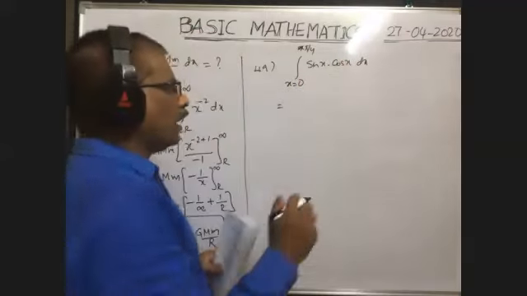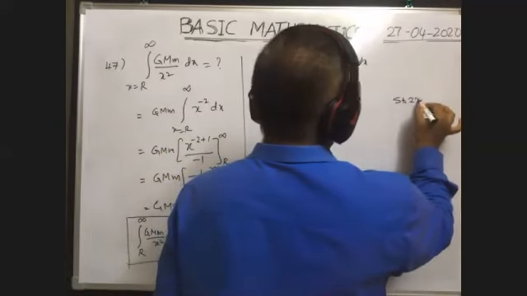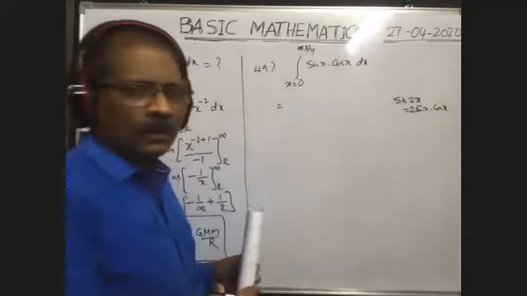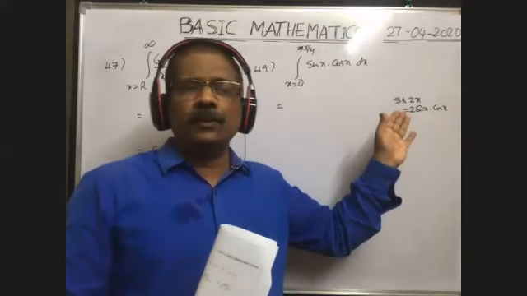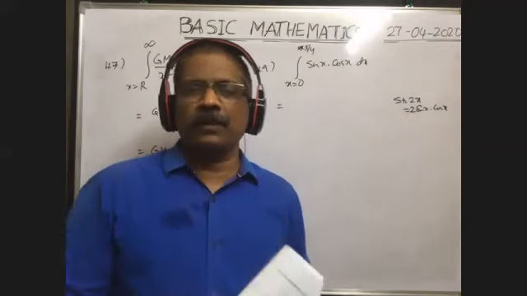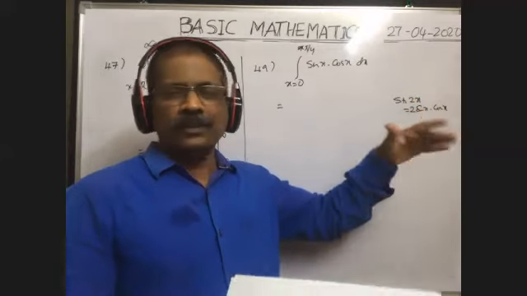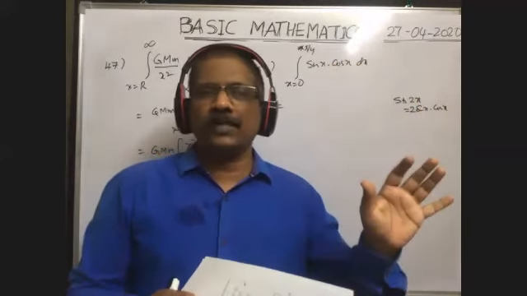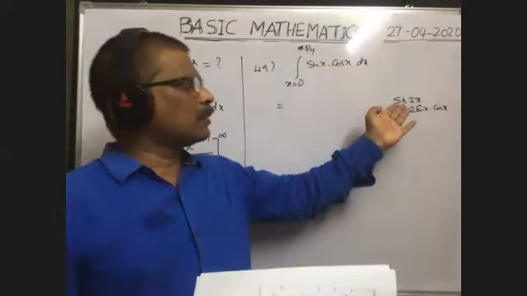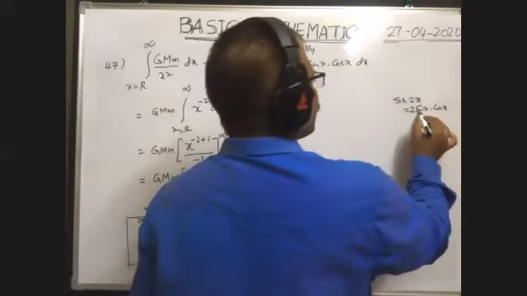Single term means already we know sin 2 theta is equal to 2 sin theta cos theta, no? Similarly, sin 2x is equal to 2 sin x cos x. Sin 2a is equal to 2 sin a cos a. Already I said in our trigonometric formulas, you go through them. There I wrote sin 2a is equal to 2 sin a cos a. Here, as x is there, in terms of x, sin 2x is equal to 2 sin x cos x. From this, what about sin x cos x?